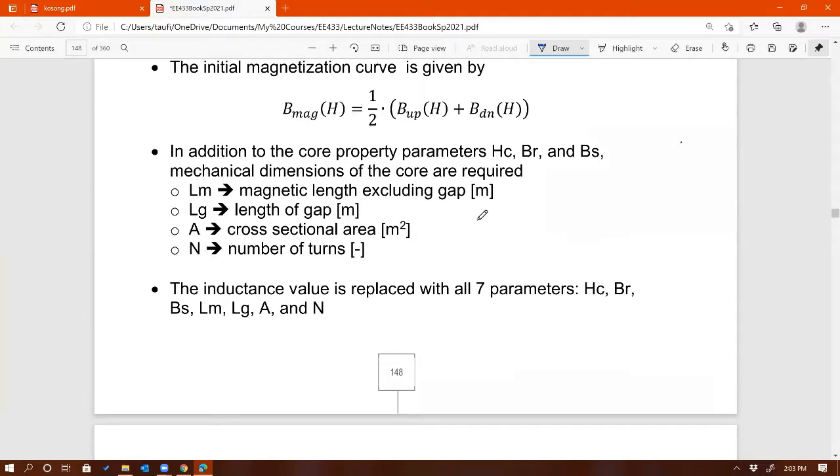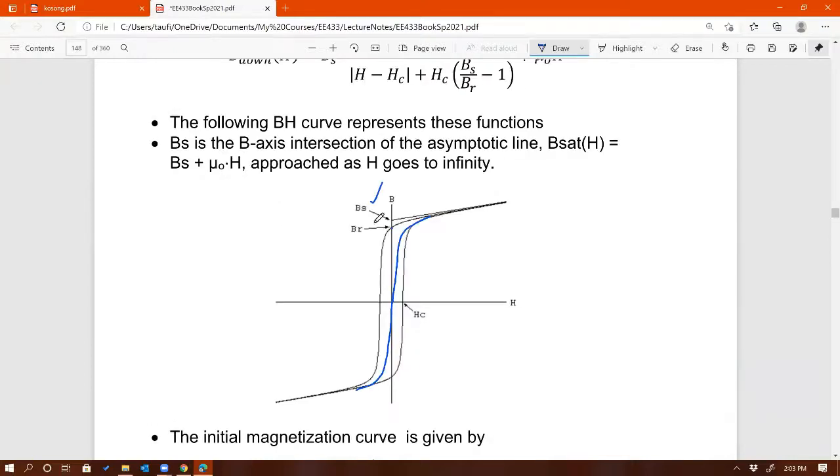And where do we get these numbers? That's from your design, right? You select a core. When you select a core, then you're gonna get the A value, right? And then you're gonna get the magnetic length of the core once you select the core. And then you're gonna get the B of S, B of R, and H of C, right? Once you select the core, right?